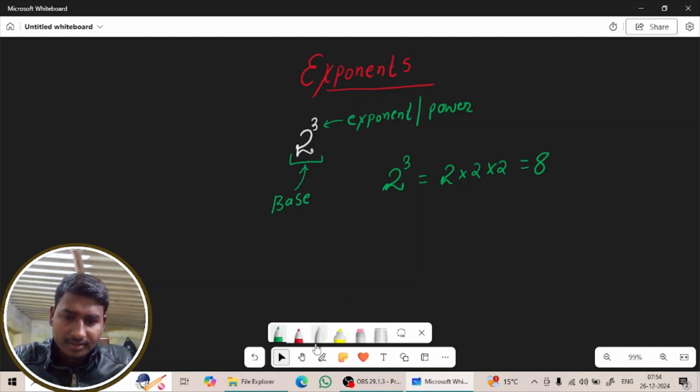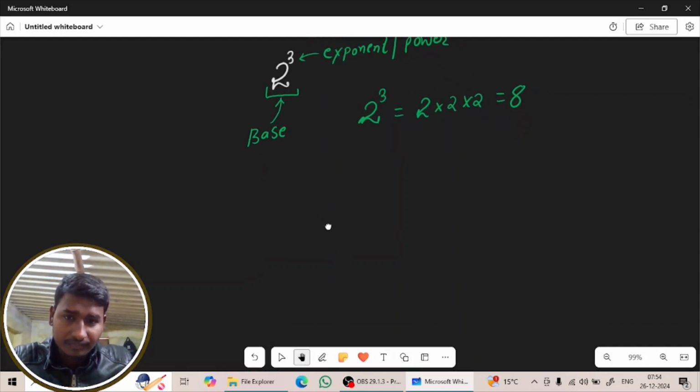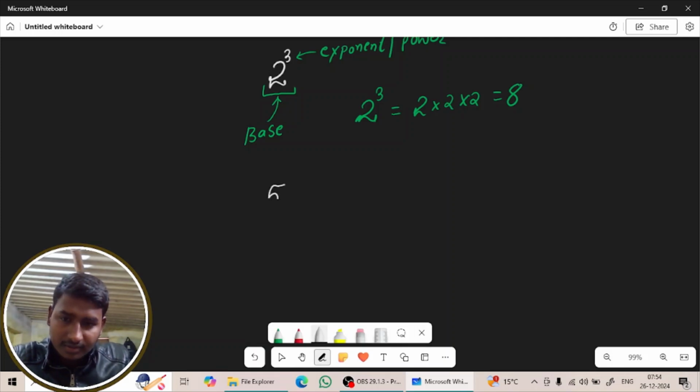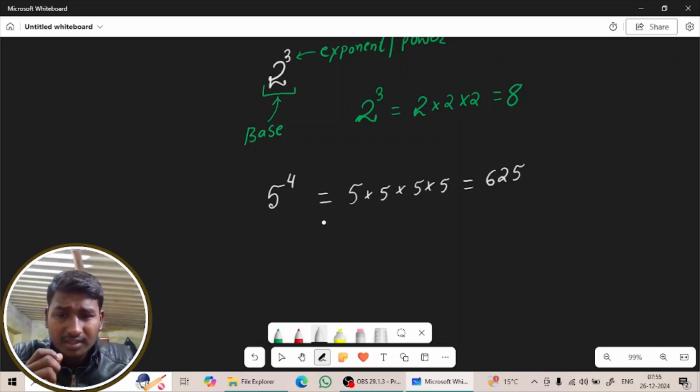If I write some more examples, let's say I have a number 5 and it has exponent 4. What is the meaning of this? This means you need to multiply 5 four times, like 5 times 5 times 5 times 5. That will give you 625. Okay, so we have a positive number which has a positive exponent.